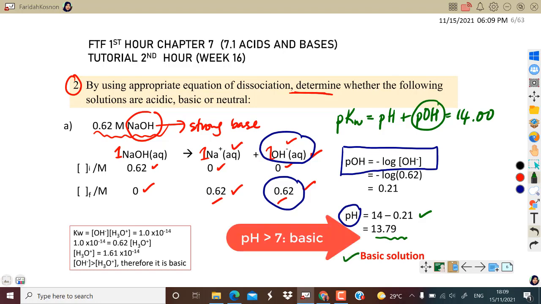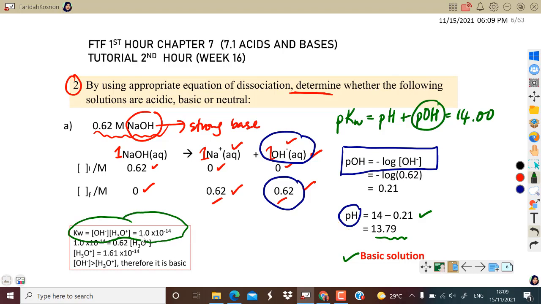Okay, kalau kita nak gunakan perkaitan Kw, kita boleh masukkan dalam formula inilah. Kw equals to concentration of hydronium ion times concentration of hydroxide ion. Ini equation ini memang dah tetap. Kita dah belajar tadi kan, auto ionization of water. And nilai ini juga adalah constant. Okay, saya padam dulu. Alright.